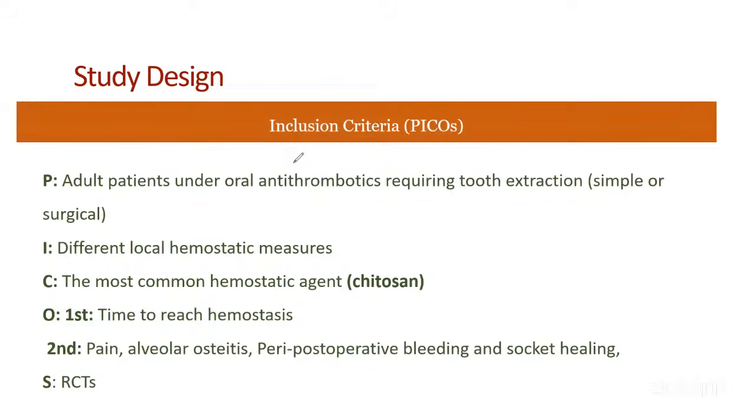The inclusion criteria, according to PICO: participants are adult patients on oral antithrombotic medication requiring tooth extraction, whether simple or surgical. The intervention is different local hemostatic measures. The comparison is the most common hemostatic agent, which is chitosan. The primary outcome is time to reach hemostasis; secondary outcomes include pain, alveolar osteitis, perioperative bleeding, and socket healing. The study design is a systematic review including only RCTs.